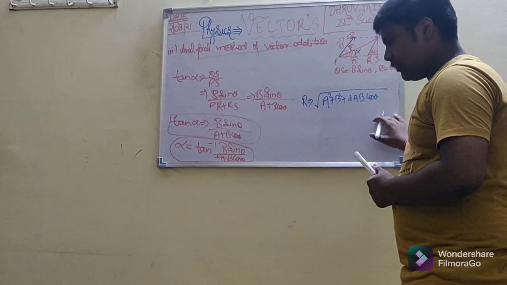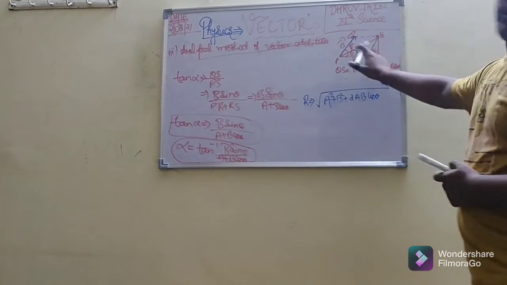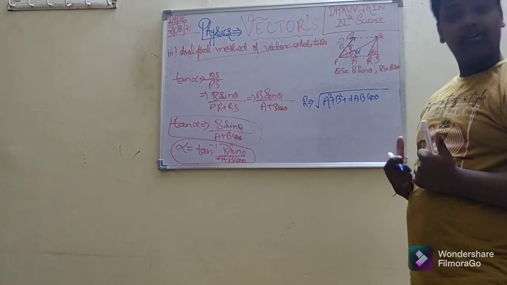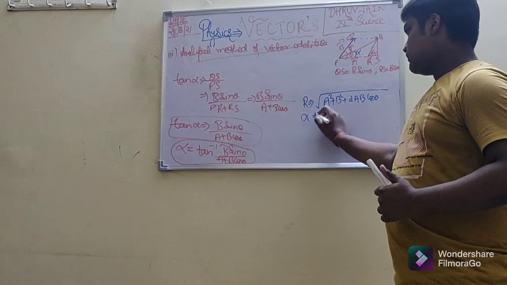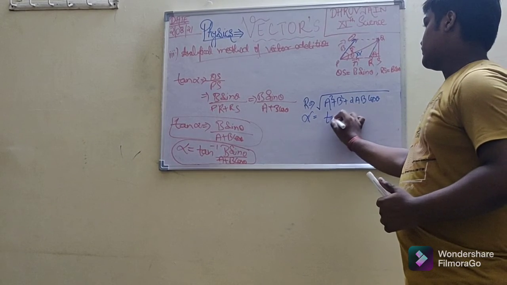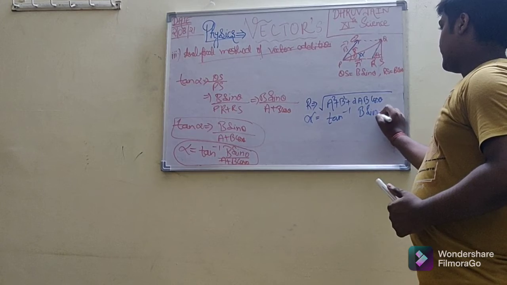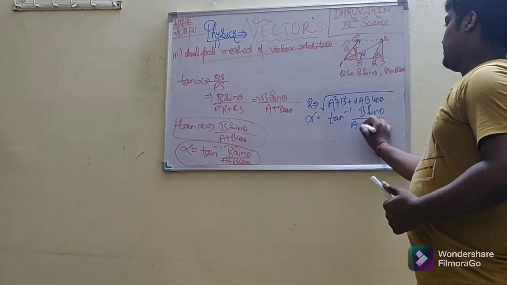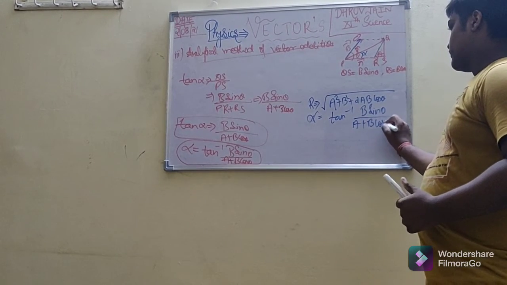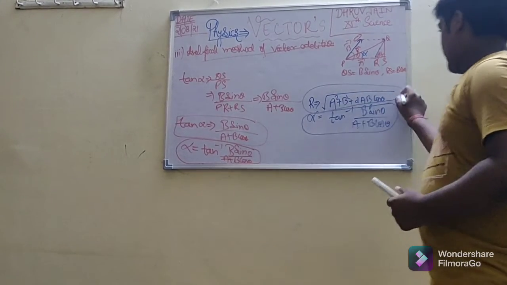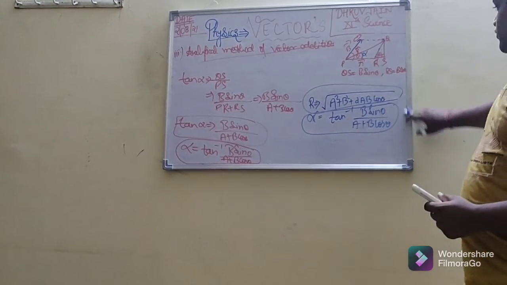From this formula, we will find out the magnitude of the resultant vector, but we also have to find out the direction. So from this formula, we will find out the direction: sin inverse of B sin theta upon A plus B cos theta. Both these formulas are very important because we will use them in all the questions.